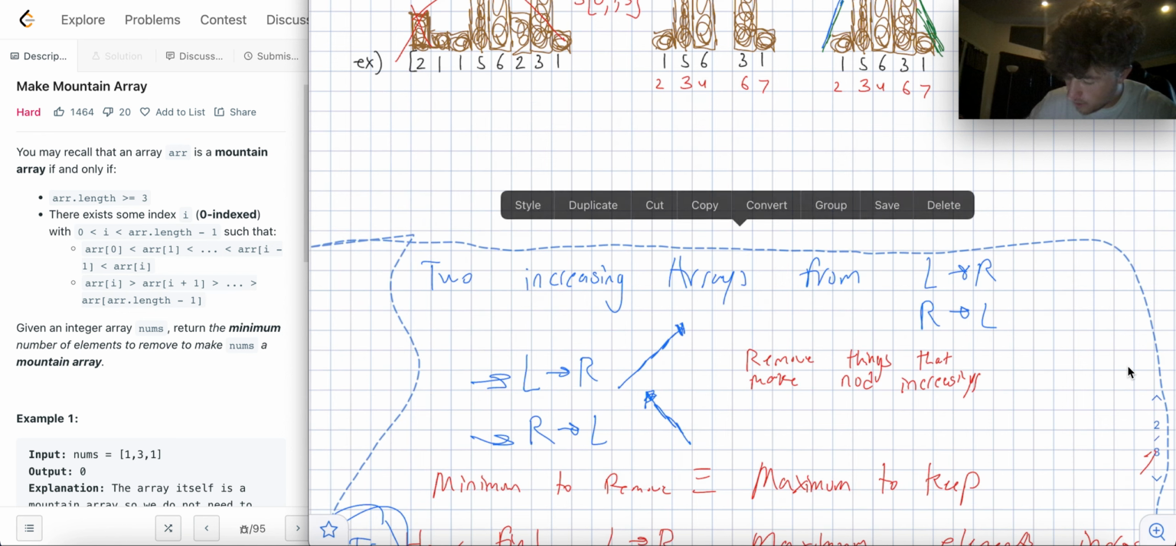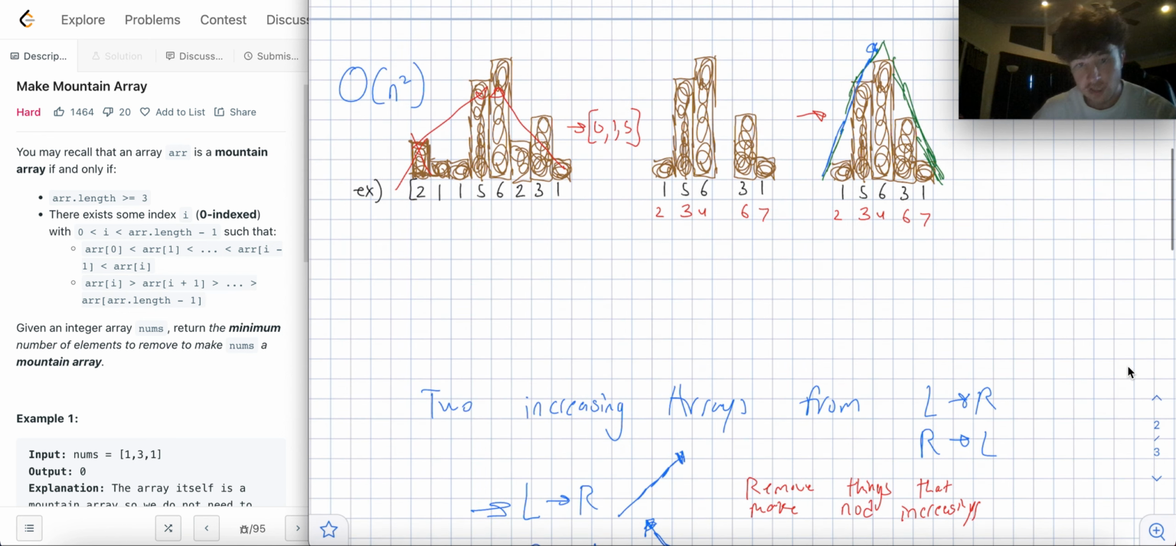Some things are going to get lost along the way. It doesn't really matter. Okay, so let's do the longest. We'll do it left and right. Okay, so longest from the left and longest from the right.